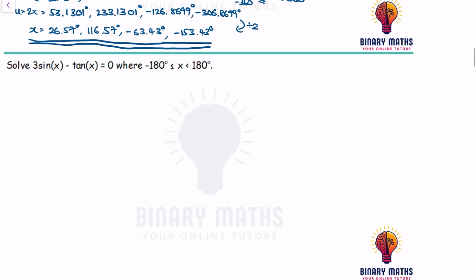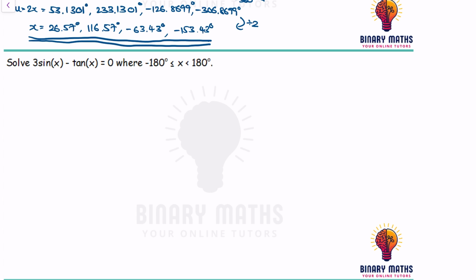Okay, next example. 3 sine x minus tan x equal to 0 between minus 180 and 180, not including 180. So 3 sine x minus tan x equals 0 means I've got 3 sine x minus tan x, and using tan x is equal to sine x over cos x, I get 3 sine x minus sine x over cos x, which is equal to 0.